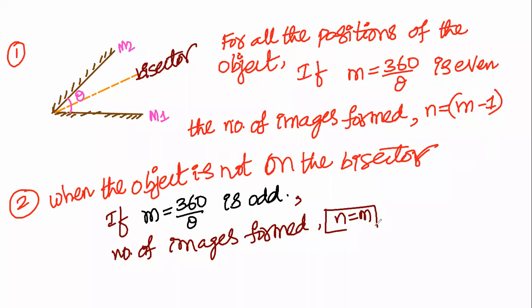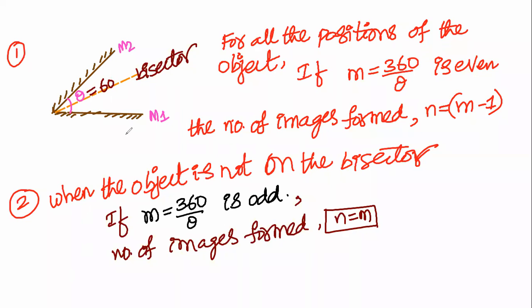N is equal to m. Number of images formed will be equal to m. M means what? 360 divided by theta. Let us suppose theta is given as 60 degrees. Then 360 by theta means 360 by 60, which will be 6. So it is an even number. Then the number of images formed will be 6 minus 1, which is 5. Like that we will take.